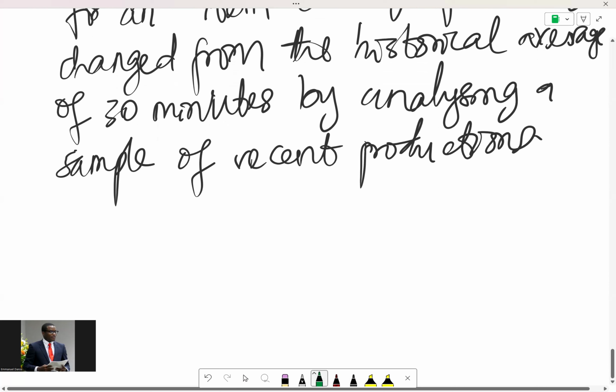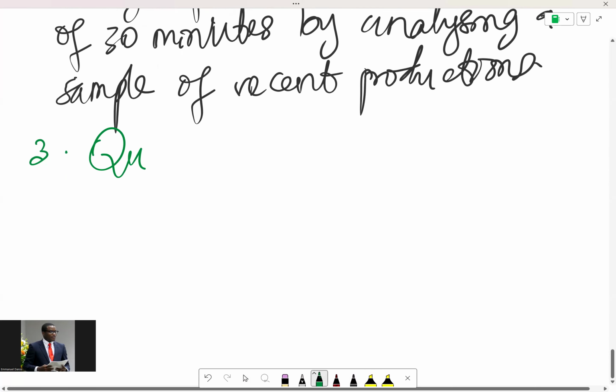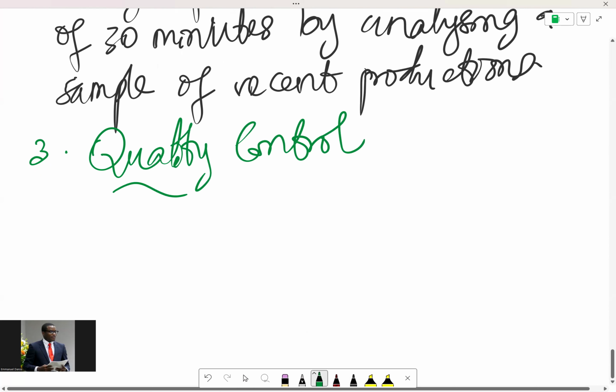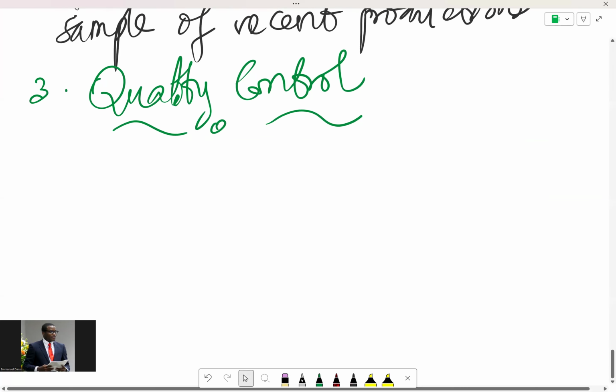Okay. And then we have number 3, quality control. So in manufacturing, the central limit theorem is critical in quality control processes. By sampling product batches and calculating their means, factories can detect shifts in production quality.